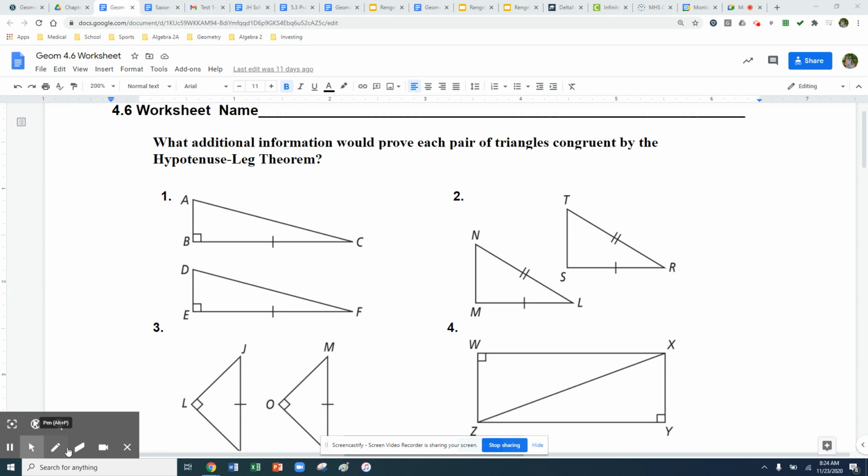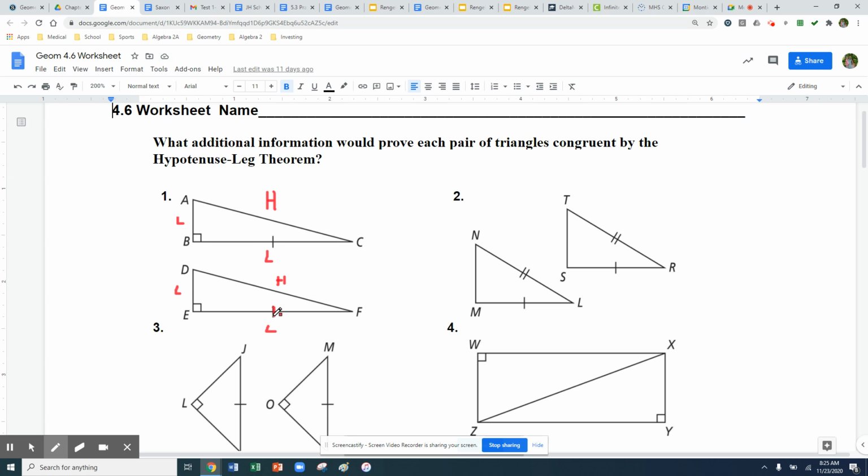We can talk a little bit about parts of a triangle. So when you have a right triangle, you're going to see the box right there. Your hypotenuse is always going to be the longest side, and then you've got your leg, and you've got your leg right there. So we're looking here, what additional information do we need to do the hypotenuse leg theorem?